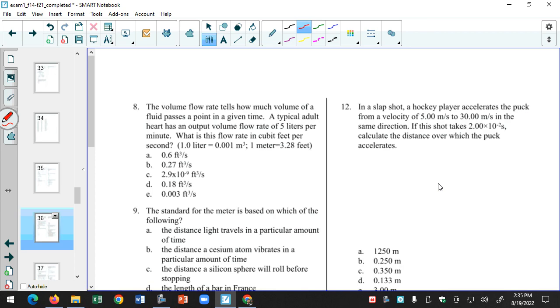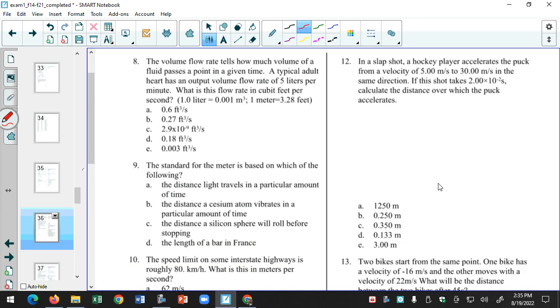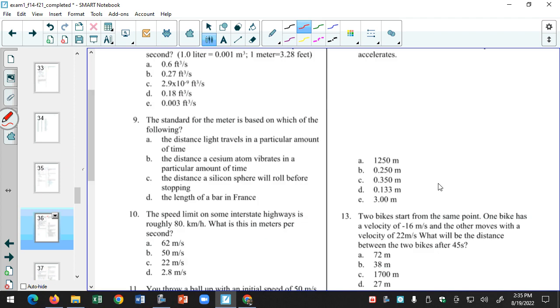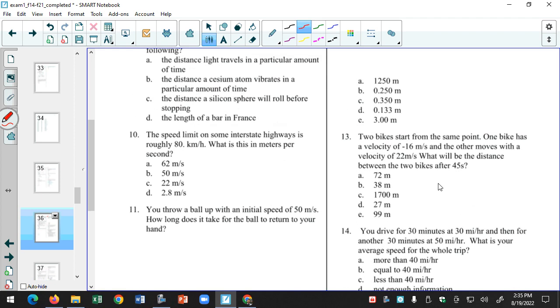Number 12, oh, here it is. No, so this is not for you. That's going to be chapter 2, so let's hold off on that. In fact, neither is number 11.